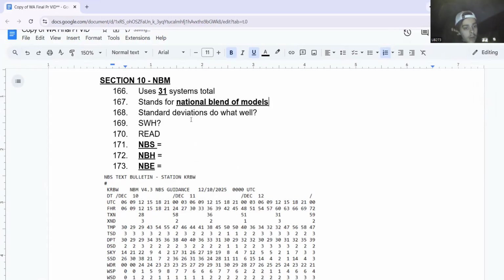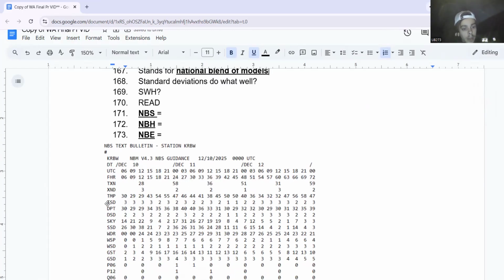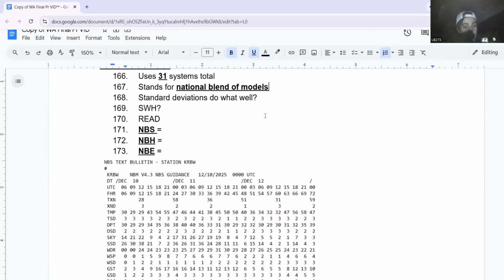And standard deviations, remember we have some things like TSD, DSD. We have standard deviations provided. This helps you to correct for model bias by showing you if there's some difference between the models. Because the higher the standard deviation, the less certainty there is. What does SWH mean? Significant wave height. That you don't really need to know that.